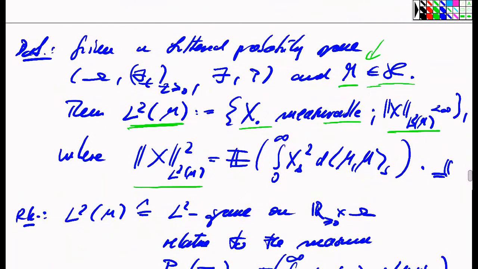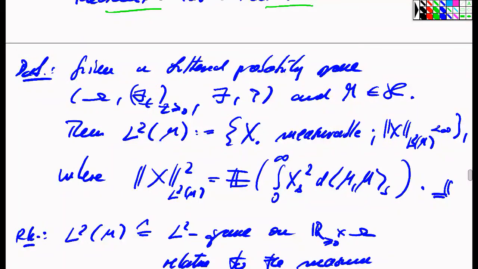And what is the L2 norm of a measurable process relative to the square integrable martingale M? That's an important quantity which we shall introduce now. It's obtained by doing what? You take this X process squared, so you take the X process, which is a real valued stochastic process, measurable. You take the square of this.